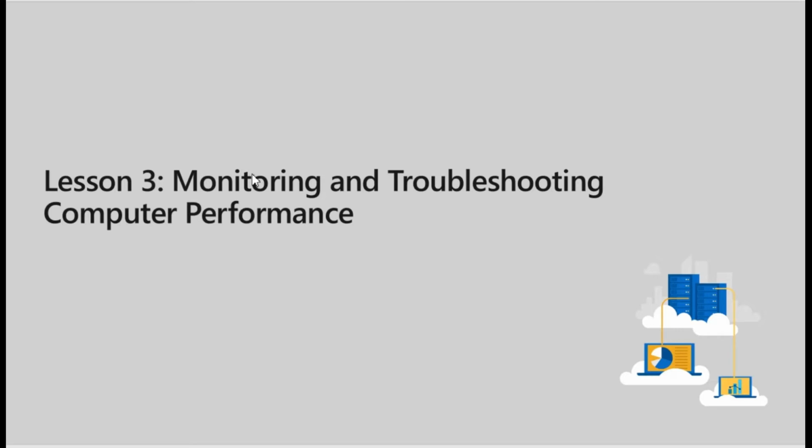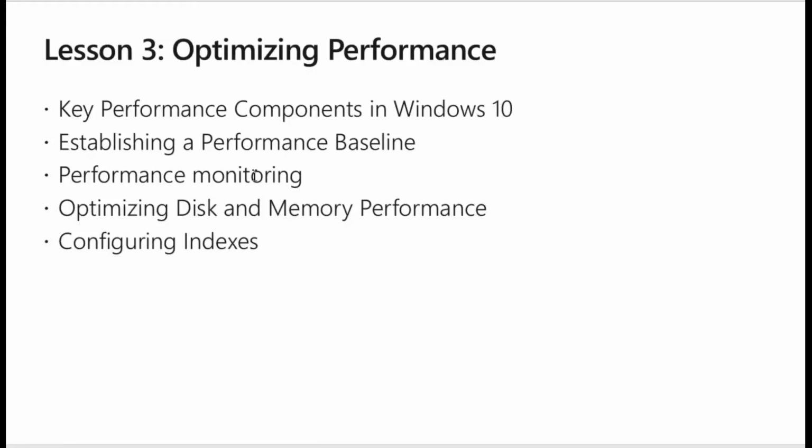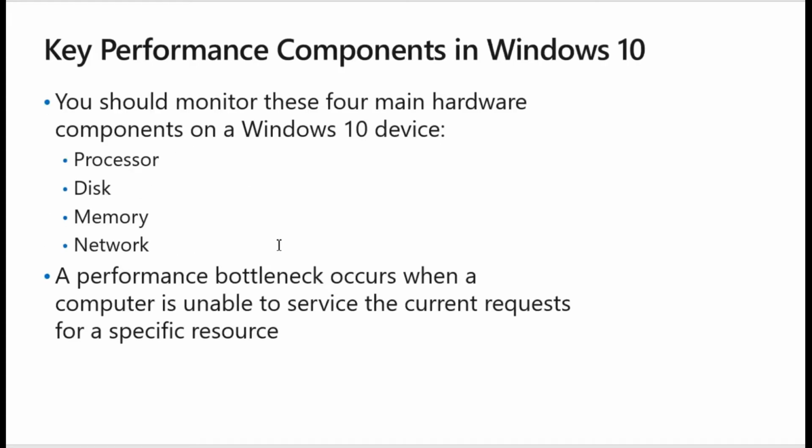So, monitoring and troubleshooting computer performance. This section is going to look at key performance components in Windows 10, establishing a performance baseline, performance monitoring, optimizing disk and memory performance, and configuring indexes. Key performance components in Windows 10: you should monitor those four main hardware components, such as processor, disk, memory, and network, right? Which we have looked at in previous sections.